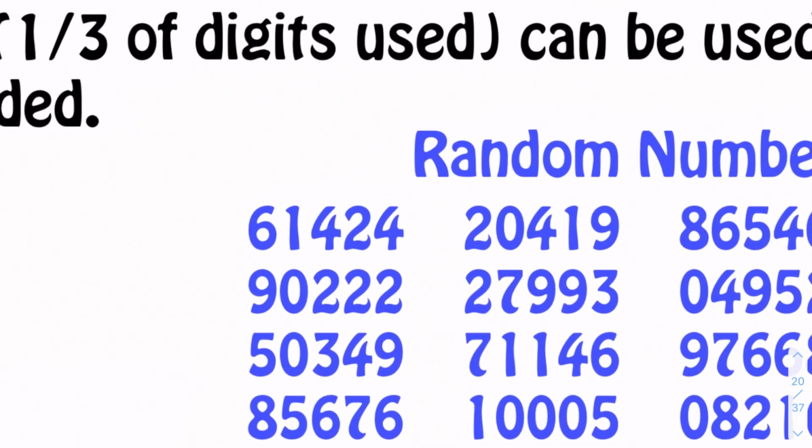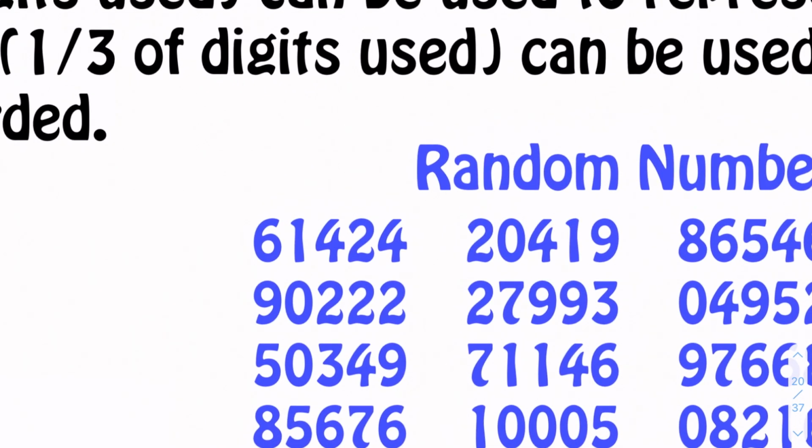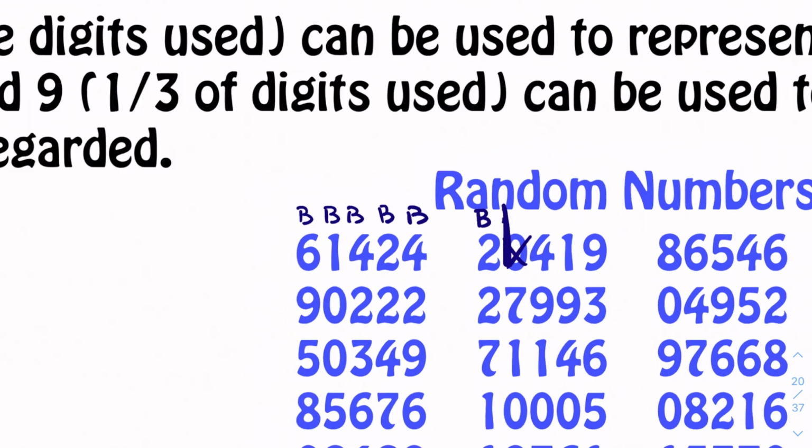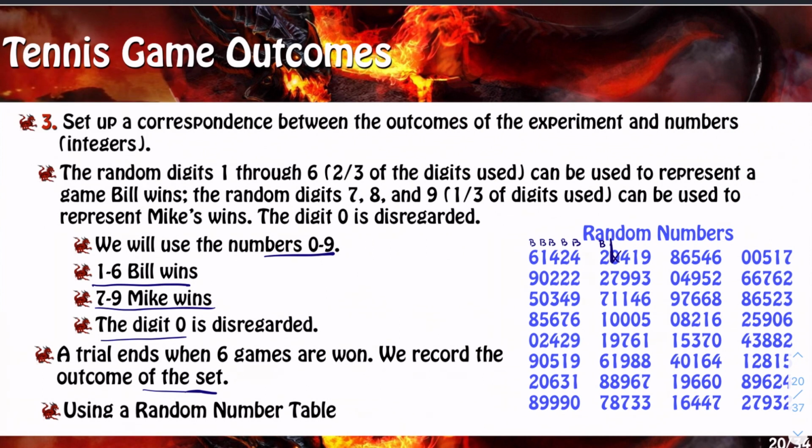Starting with our first one, remember 1, 2, 3, 4, 5, 6 are Bill wins. 7, 8, 9 are Mike wins. So we have Bill, Bill, Bill, Bill, Bill, Bill, disregard. Bill won the first 6 games. Trial stops when 6 games are won. So it took 6 games for Bill to win all 6.